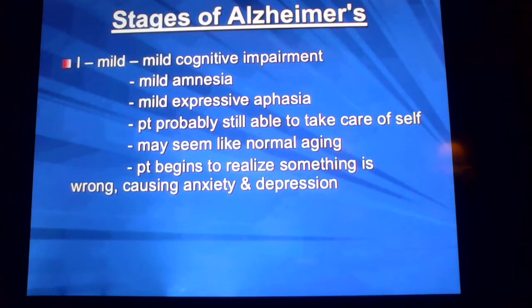Stages of Alzheimer's. And again, different books have different stages. I think I read one book and there were 7 stages. We're going to go with our book that has 4 stages. Stage 1, mild cognitive impairment. Okay, mild amnesia, mild expressive aphasia. Patients probably still able to take care of themselves at this point. Might even seem like normal aging. But at the end of this stage, the patient can begin to realize something is wrong. And this can cause anxiety and depression.